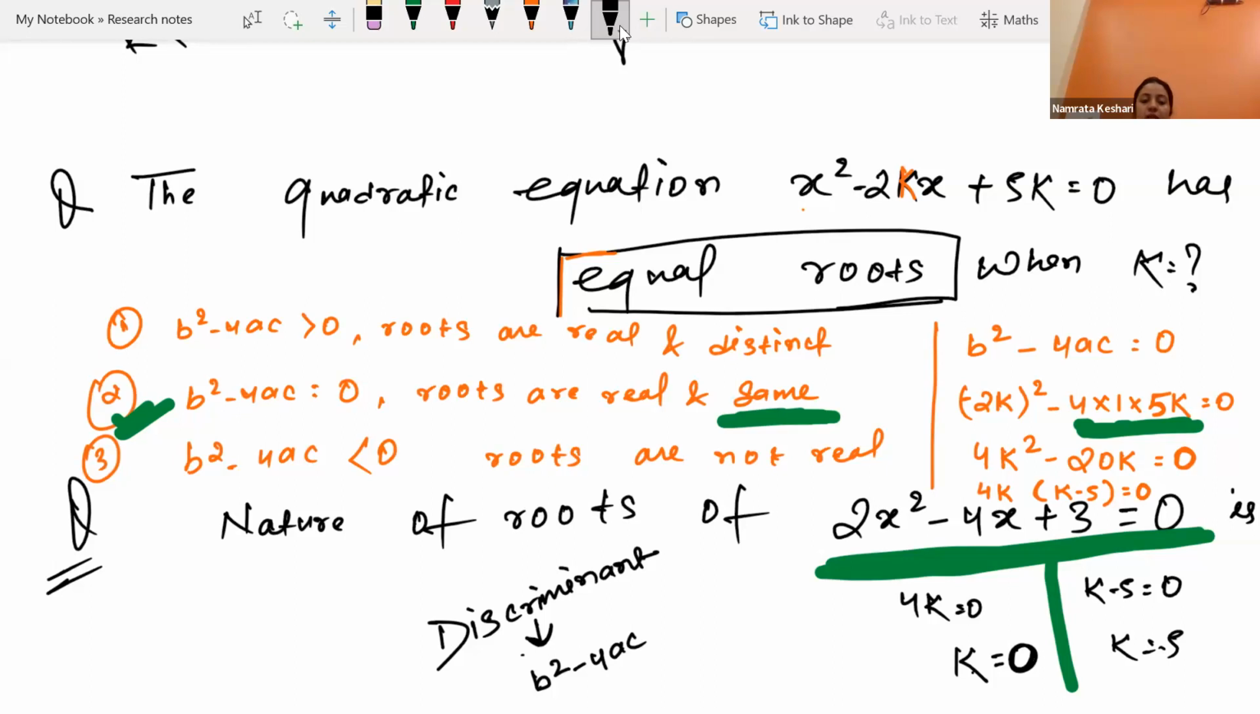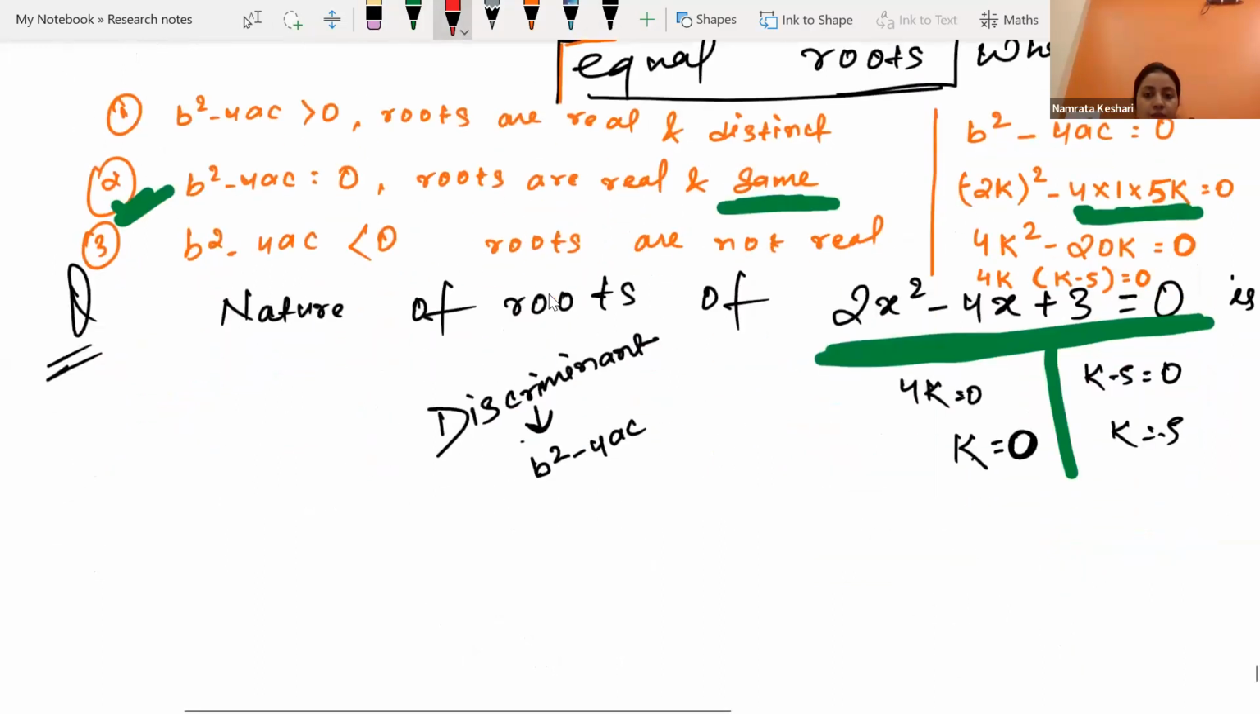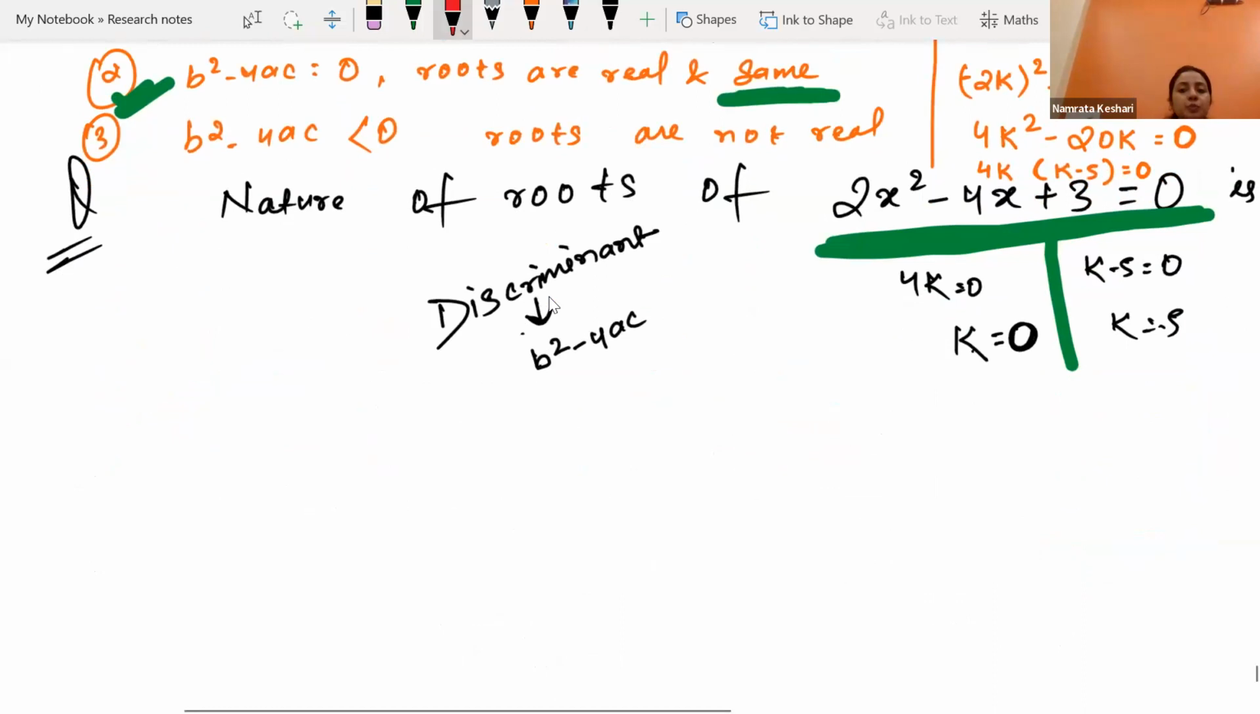Yes, what are you getting? The nature of the roots. Is it real and distinct? I got real and distinct. Let's check it. 2x square minus 4x plus 3. Okay, Zunad has got real and distinct.